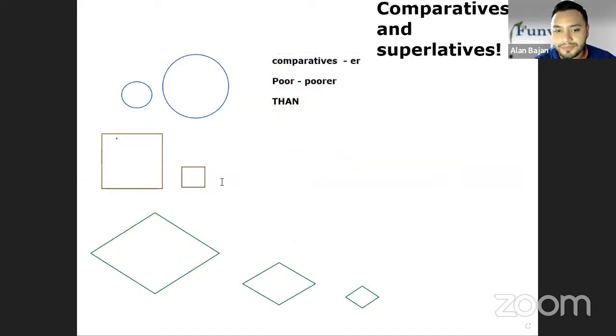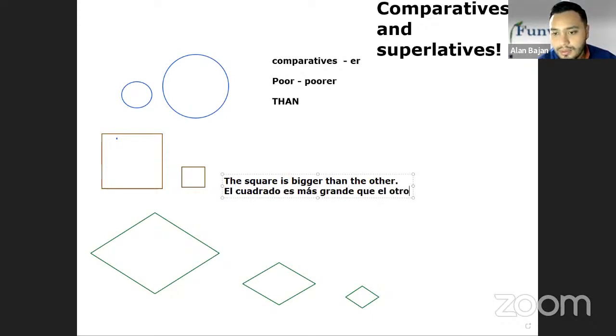For example, the square is bigger than the other. The square is bigger than the other. This is a comparative sentence.